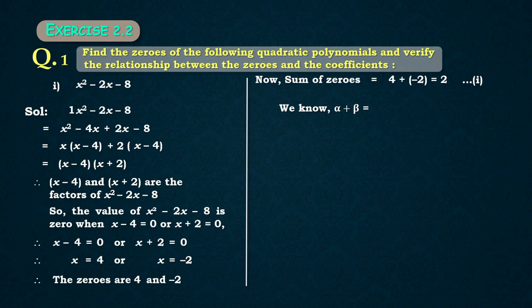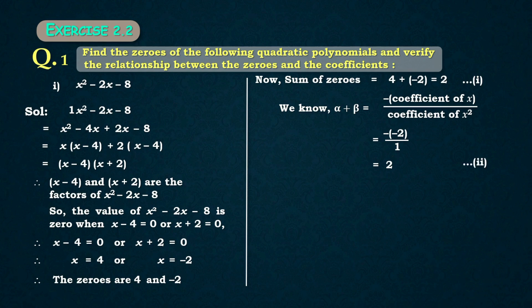Now, using the formula, the sum of the zeros is equal to minus the coefficient of x divided by the coefficient of x square. Here, the coefficient of x is minus 2 and the coefficient of x square is 1. So, minus minus 2 divided by 1 gives 2. Both values are equal. Hence, the sum of the zeros is verified.